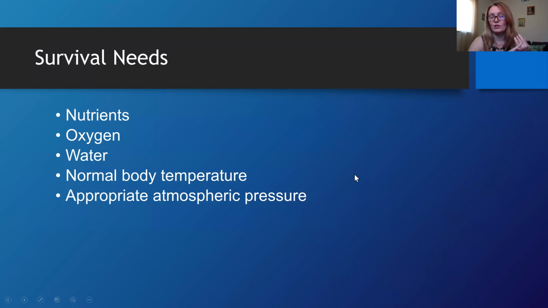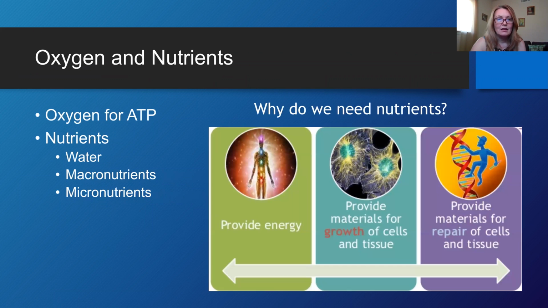So you obviously need nutrients, oxygen, and water, as everybody would know. But we also need normal body temperature and appropriate atmospheric pressure. We need oxygen and nutrients for several functions, right? Oxygen is needed for ATP production, and ATP is a molecule needed for most of your cellular processes. It's a source of energy your cells use to perform their metabolic functions, their everyday function.